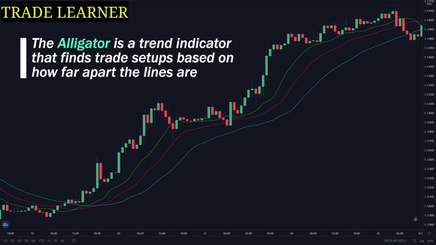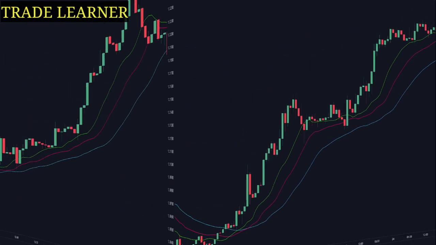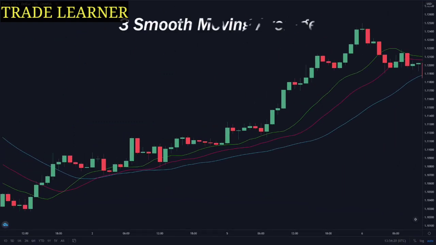The Alligator is easy to use and can find trade setups based on how close together or how far apart the lines are, resembling an alligator opening and closing its mouth. This indicator can be used in combination with other analysis techniques. The alligator uses 3 smoothed moving averages. It consists of 3 lines that are all named after parts of an alligator's mouth.